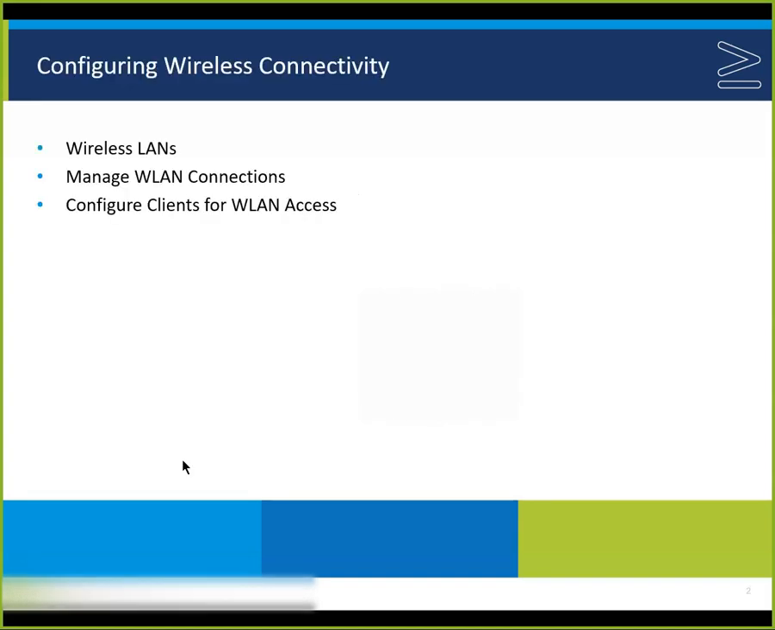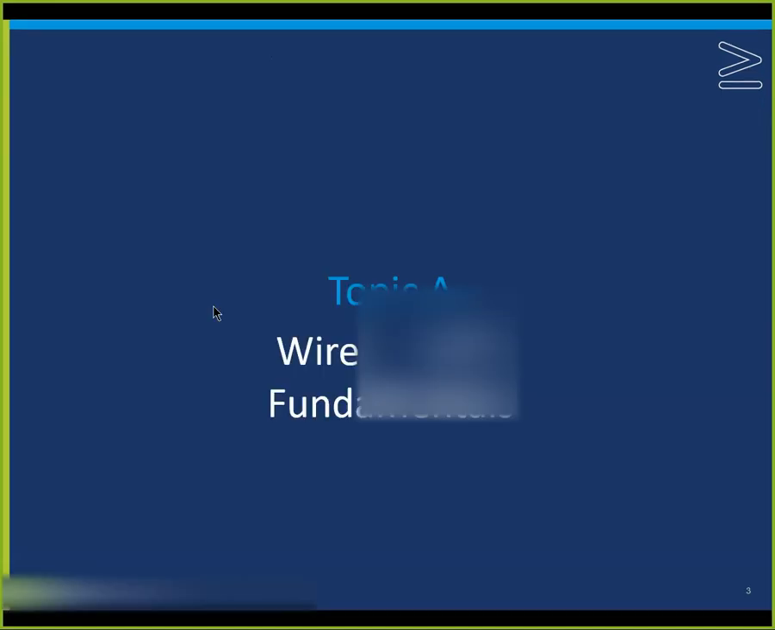The things that we're going to look at: wireless local area networks, managing the wireless LAN connections, and then we'll configure clients for the wireless LAN access. I've got a couple of wireless labs. One of the objectives is to configure an autonomous access point. That's the one where you go in with a web interface like you and I do at home and configure it, and then the wireless LAN controller, where we're going to configure multiple wireless devices at the same time. Those are the two labs, and they'll be late at the end of today.